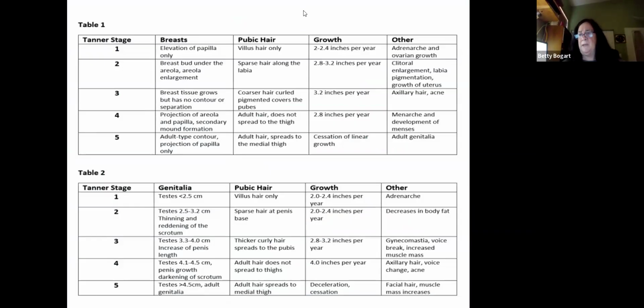Stage 1, they're still babies. There's no growing up done yet. Stage 5, they're completely grown up, all right? Full body parts are all there. Stage 2 is that first thing that happens. Girls get the breast buds, boys' testicles get enlarged.